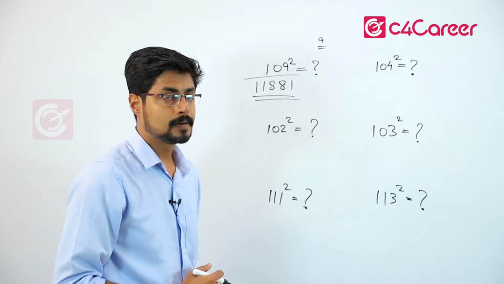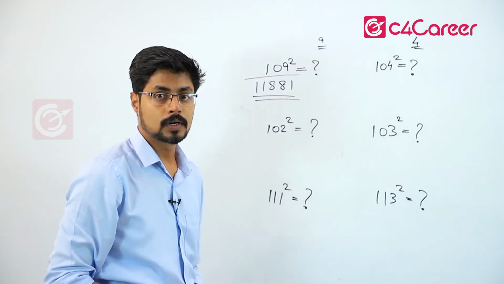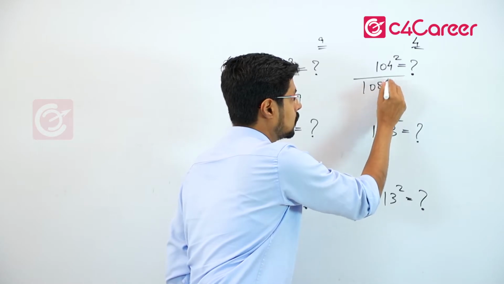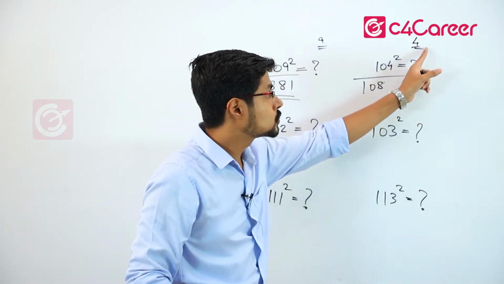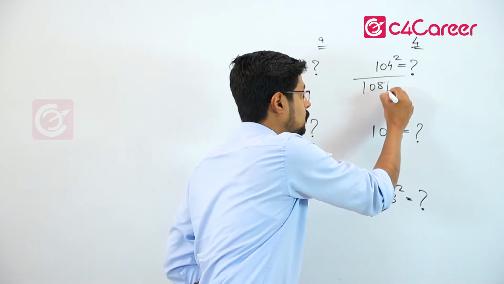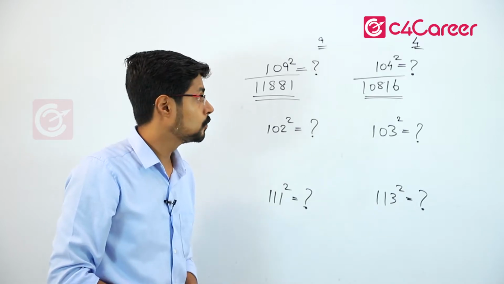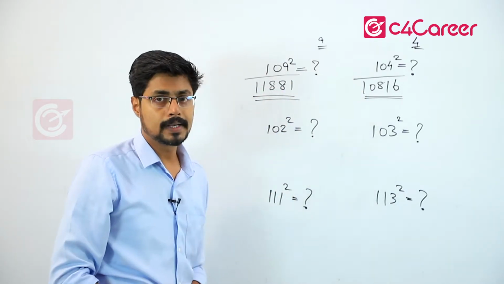Let's look at this. What is the difference from 100? It is going to be 4. So what is the first part? 104 plus 4, that is 108. So the first part is 108. What is the second part? Square of this 4. That is going to be 16. So the answer is 10816. So the method is very simple and clear. You can quickly calculate in your mind.